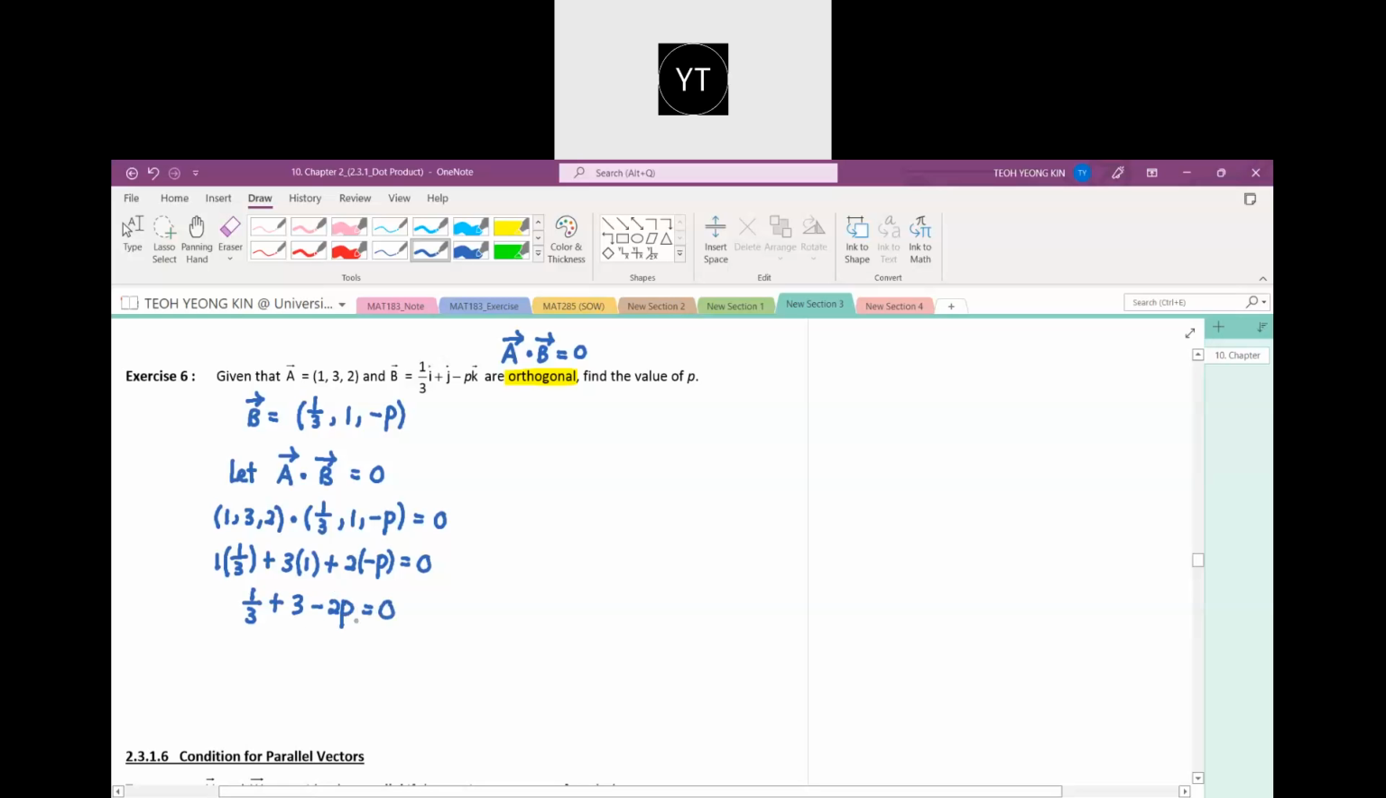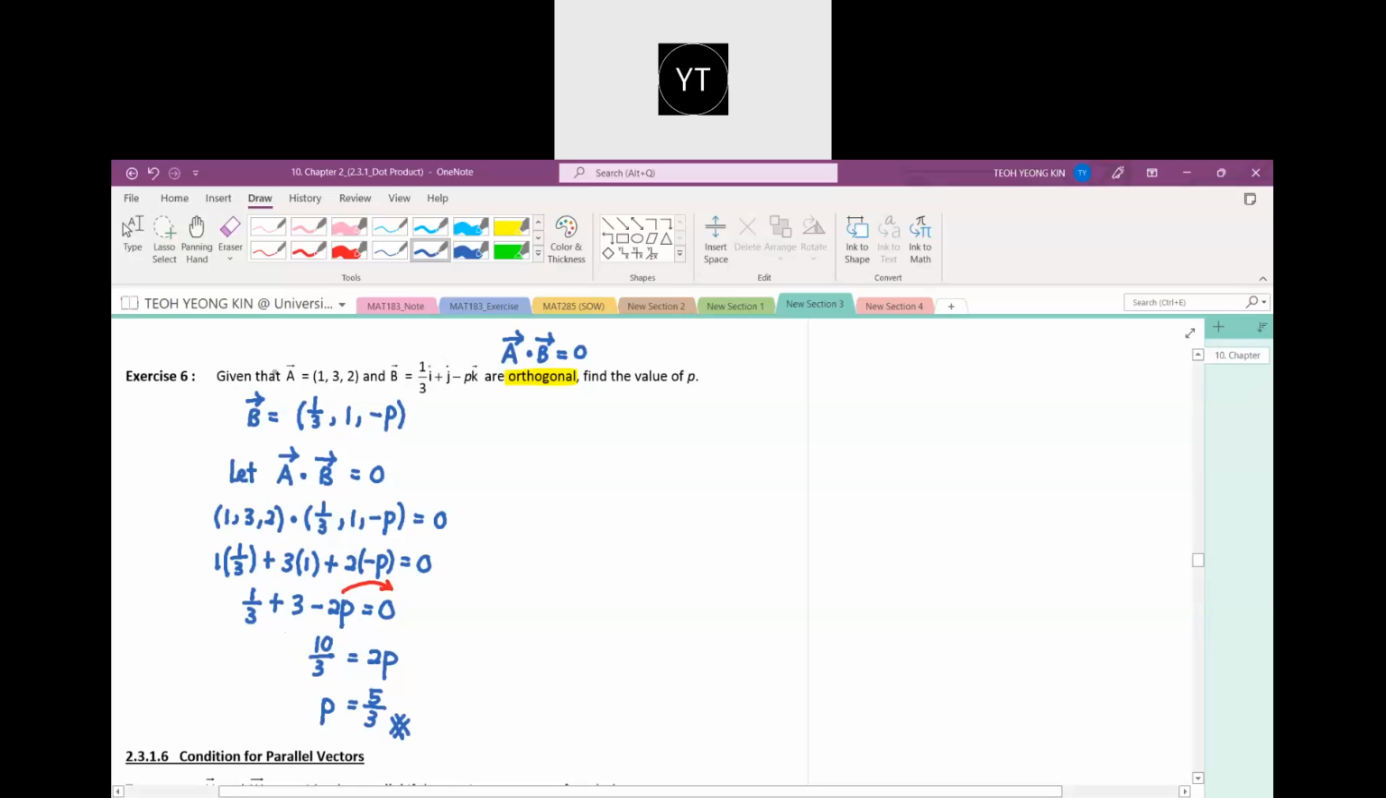Since my 2p is in negative form, what I do is move it to the right hand side so that it becomes positive. So 1 over 3 plus 3, here we should get 10 over 3 is equal to positive 2p. So p will be 10 over 3 divided by 2. If I divide by 2, I should have 5 over 3. So this is the value of p.